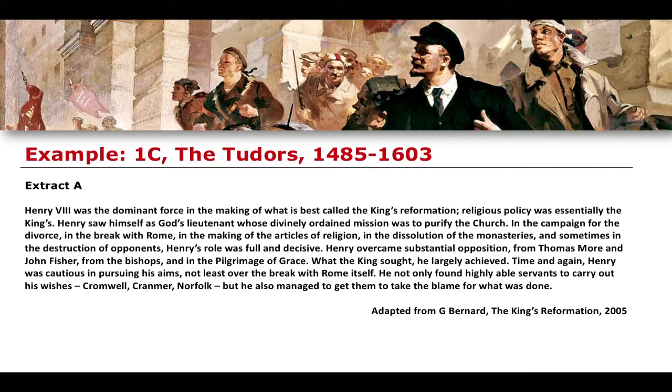Time and again, Henry was cautious in pursuing his aims, not least over the break with Rome itself. He not only found highly able servants to carry out his wishes, Cromwell, Cranmer, Norfolk, but also managed to get them to take the blame for what was done.